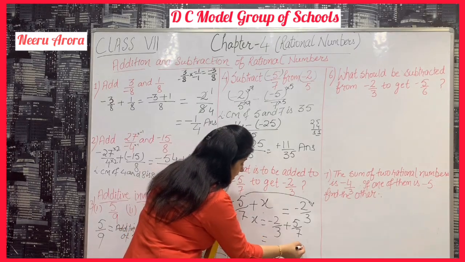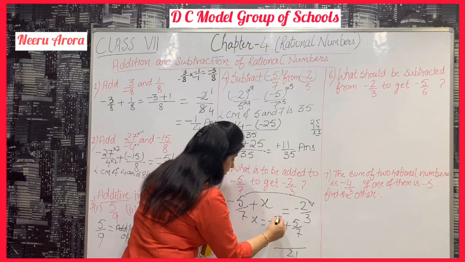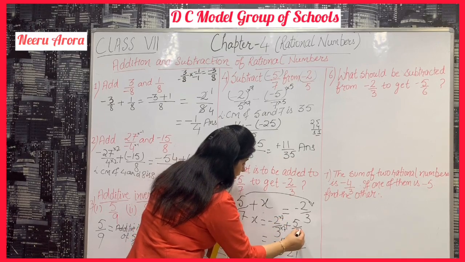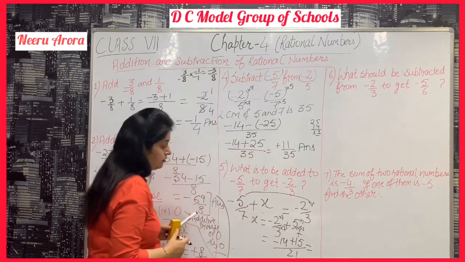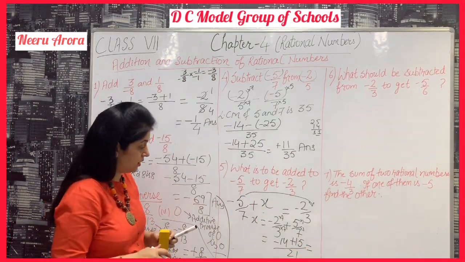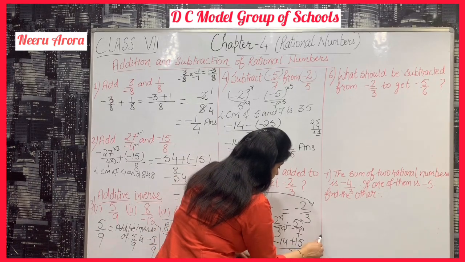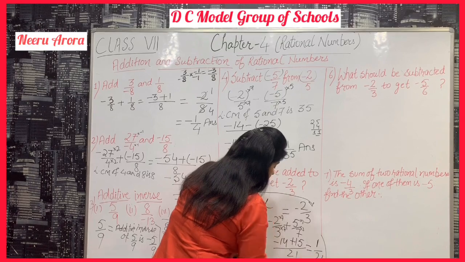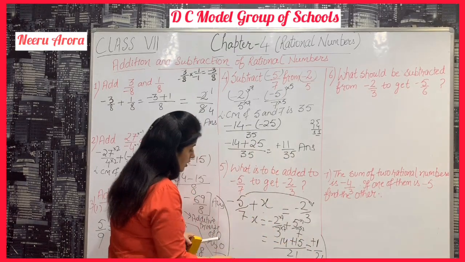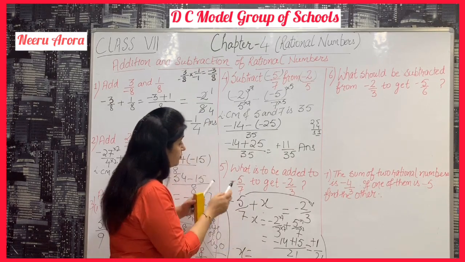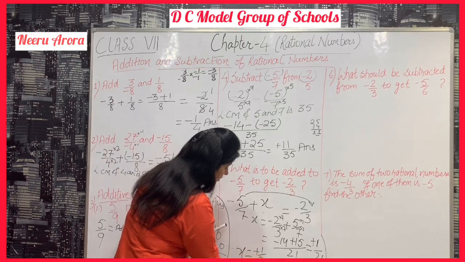So the LCM of 3 and 7 is 21. Here it is multiplied by 7, we get minus 14. Here multiplied by 3, we get 15. Again we get opposite signs. We subtract the numbers, so 15 minus 14 is 1. Denominator remains as it is. The sign of the bigger term is plus. So our required number that is to be added to minus 5 by 7 is plus 1 by 21.